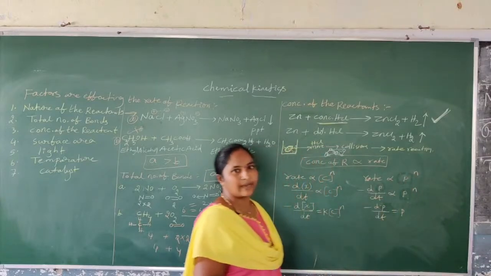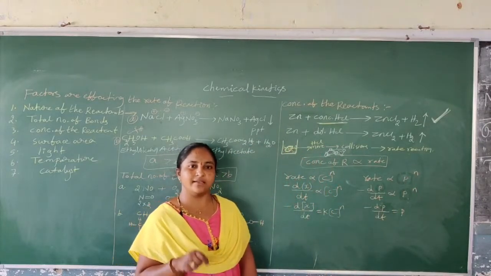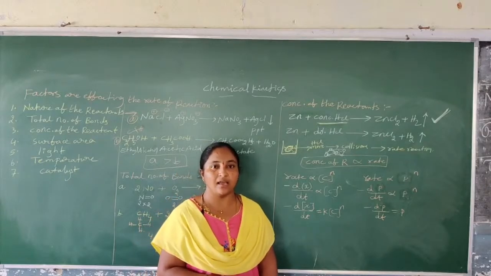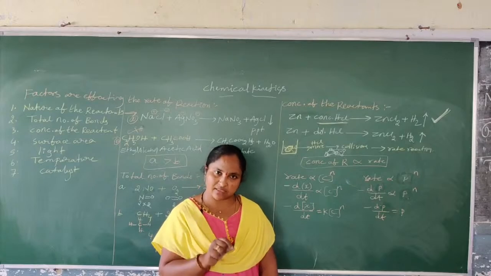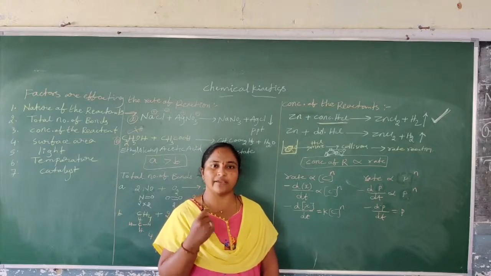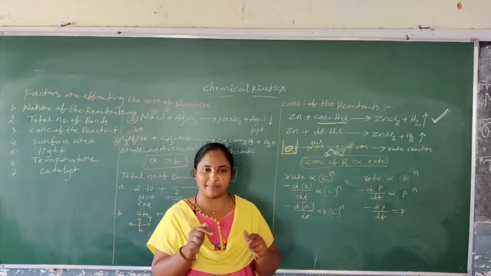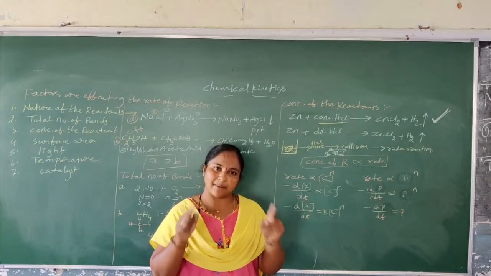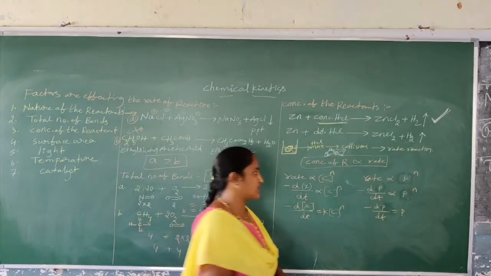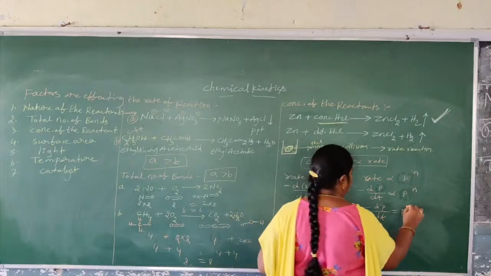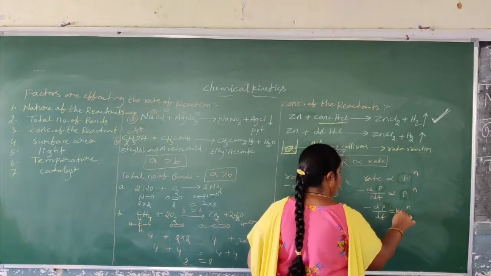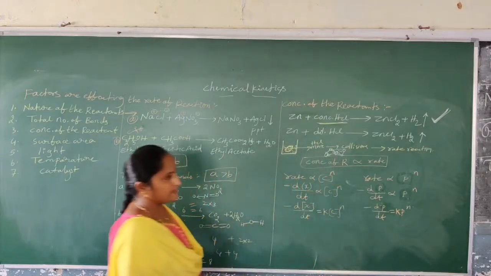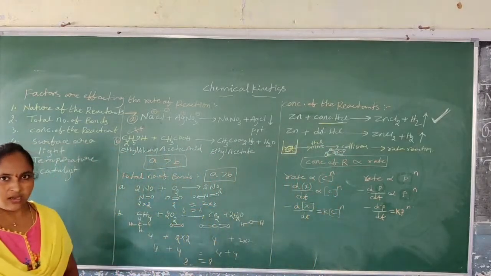We use the brackets when the reactant is present in the aqueous state; only then do we use the bracket. In chemistry language, a bracket indicates the concentration. So p to the power of n, and directly proportional is removed by using a constant. These are three factors. Are you understood?